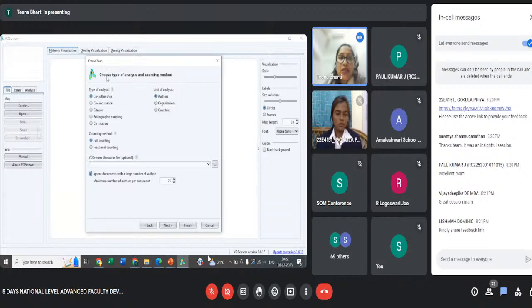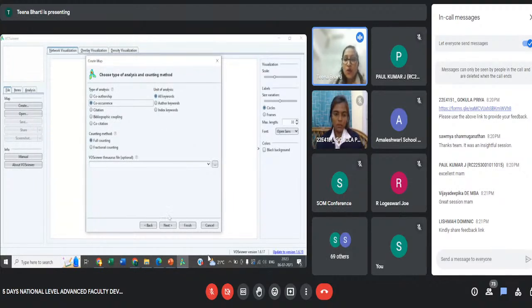So if you could take a look, choose type of analysis and counting method. I'm going for bibliographic coupling or co-citation. You can choose anything. So let's say co-occurrence, because he asked a question how to go for keyword map. So I have chosen co-occurrence and I am using all keywords. Now this is a difference between author keywords and index keywords. Index keywords are the keywords which have been repeatedly used, right? And author keywords are, for example, those I have added to my article, but they might not actually be related to the overall theme of the article.